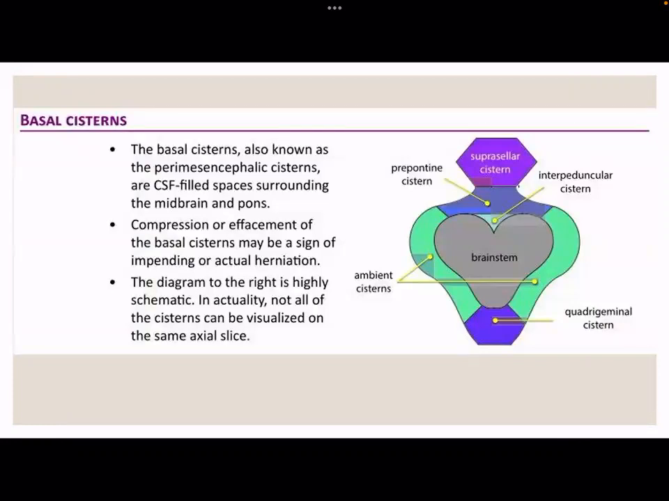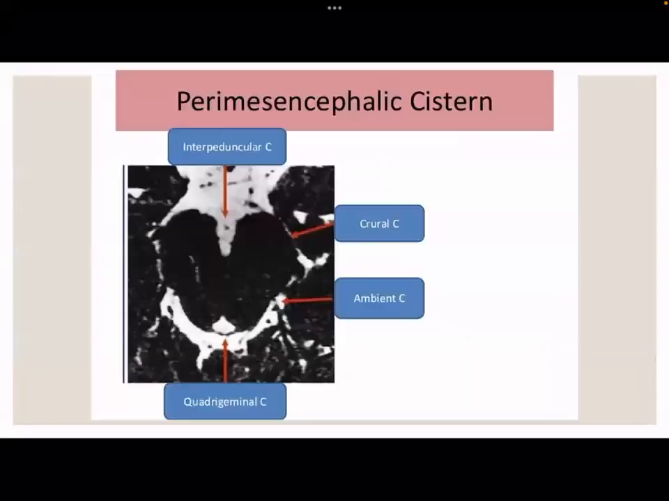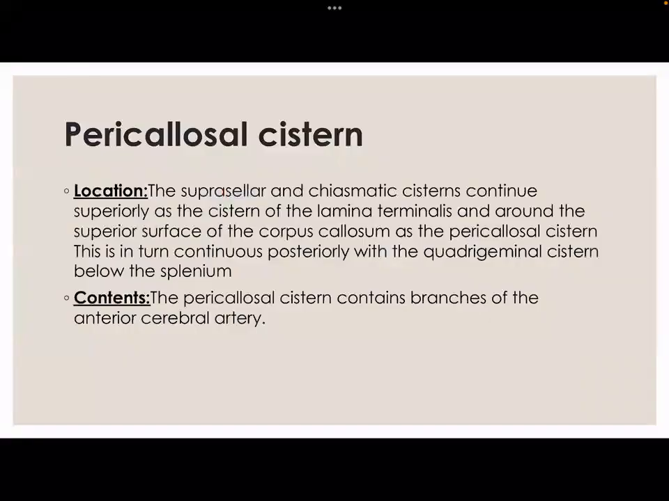The previous cisterns altogether are called the basal cisterns or the perimesencephalic cisterns. As you can see here in this schematic diagram, here is the midbrain, and in between is the interpeduncular cistern. Laterally is the ambient cistern, posteriorly is the quadrigeminal cistern, and superiorly is the suprasellar cistern. And in another slice, we will see the pontine cistern. And here's the MRI image: interpeduncular cistern, crural cistern, ambient cistern, and the quadrigeminal cistern.